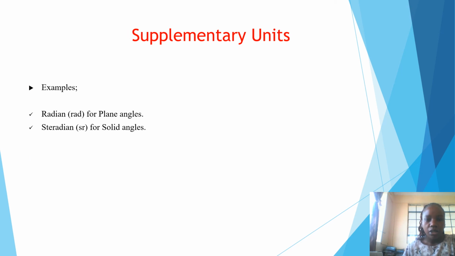Under the supplementary units, we have examples of supplementary units, which are the radians, which is the unit for plane angles, and we have the steradians, which is the unit for solid angles. Normally, these two are used in geometry.